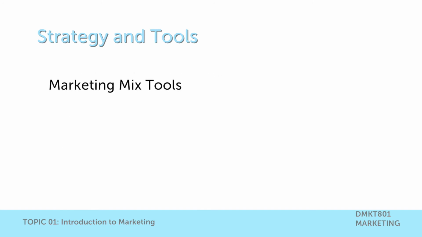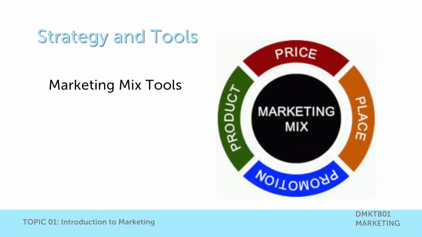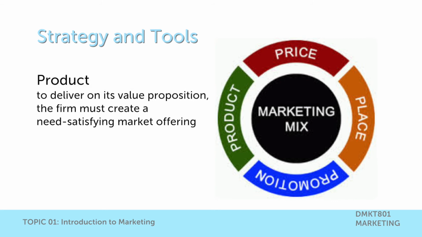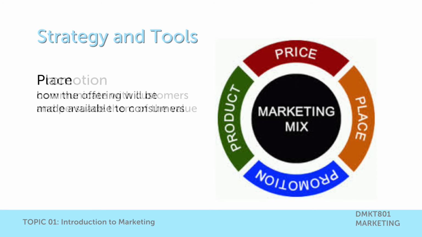The major marketing mix tools are classified into 4 broad groups, called the 4 P's of marketing: product, price, place, and promotion. To deliver on its value proposition, the firm must first create a need-satisfying market offering, its product. It must decide how much it will charge for the offering, pricing, and how it will make the offering available to target consumers, place. Finally, it must communicate with target customers about the offering and persuade them of its merits, promotion.